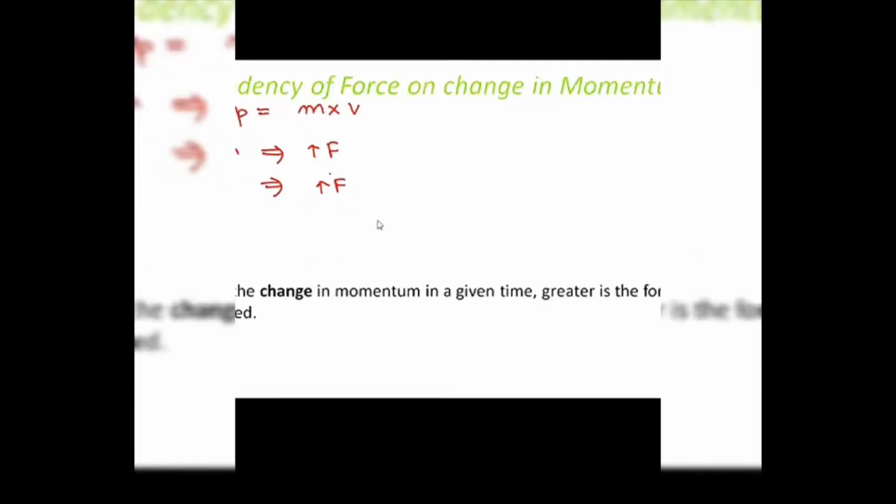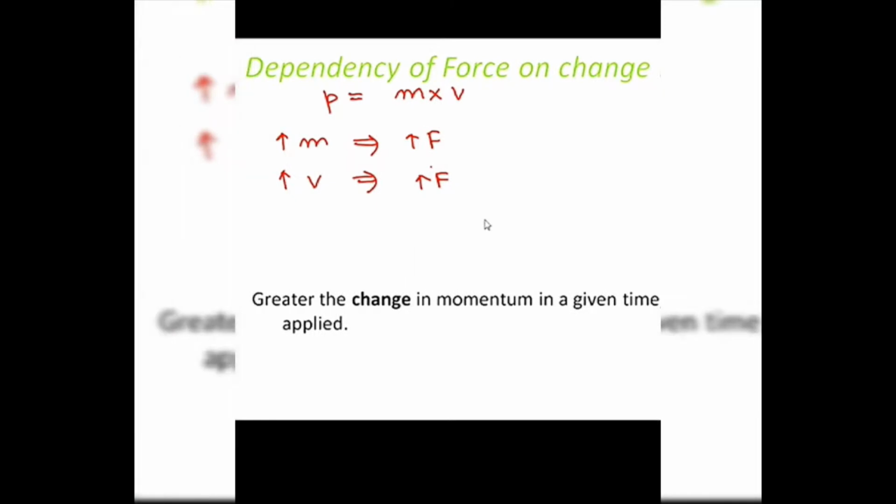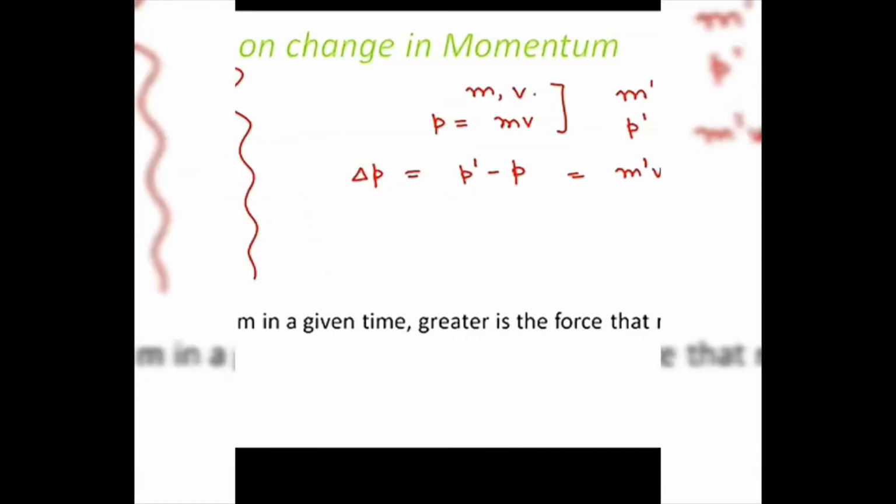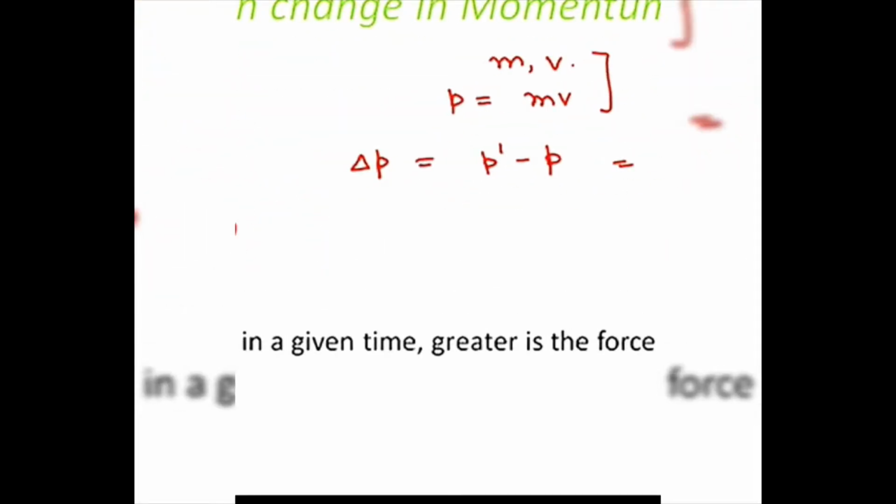We saw that momentum is the product of mass and velocity. And what we saw in the previous two slides: greater mass, greater force is required. Again, greater velocity, greater force is required. This is what we saw. So now let's suppose you have some object which has mass m and velocity v. What is the momentum of this object? It's mv, right?